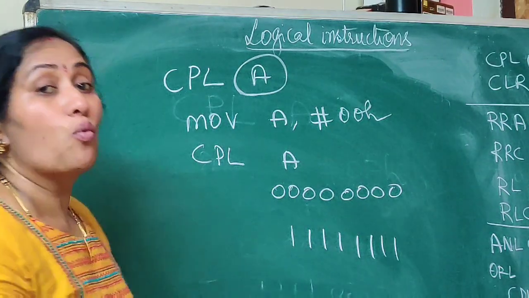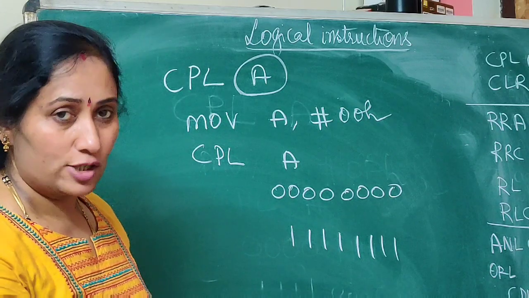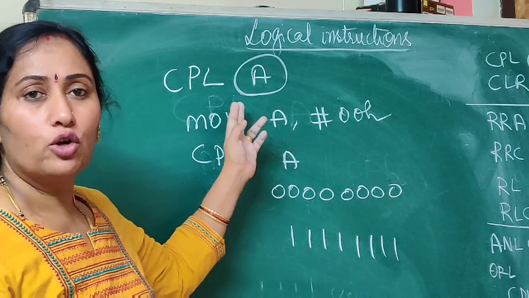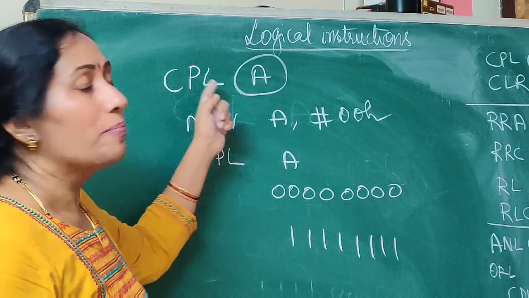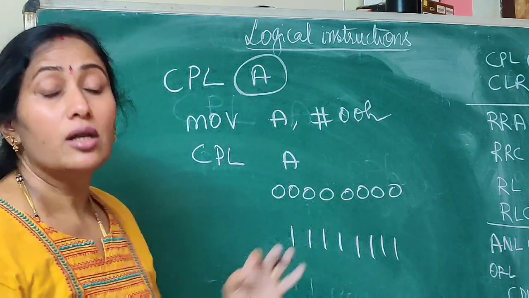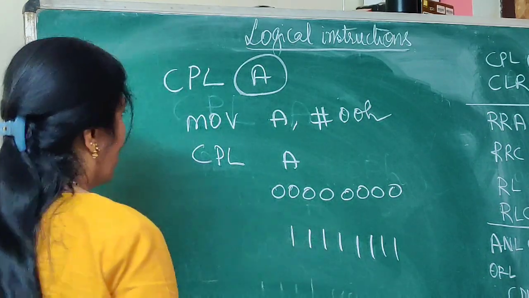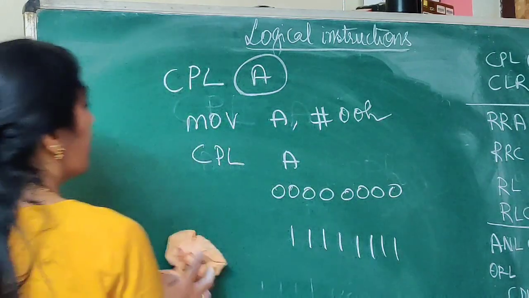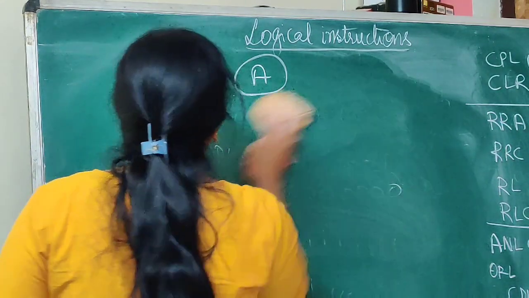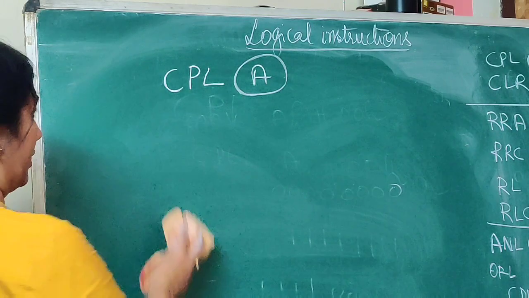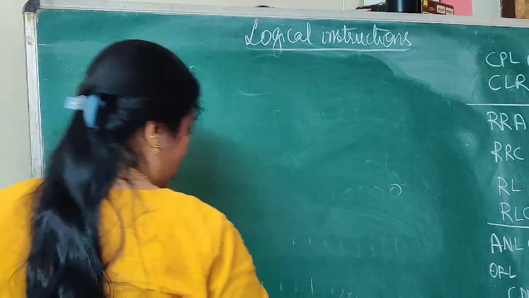Whenever I want to take one's complement of a number, I go for the complement instruction. It is equivalent to the NOT gate operation. Which flag is going to get affected? The parity flag is going to get affected. We'll move on to the next instruction.